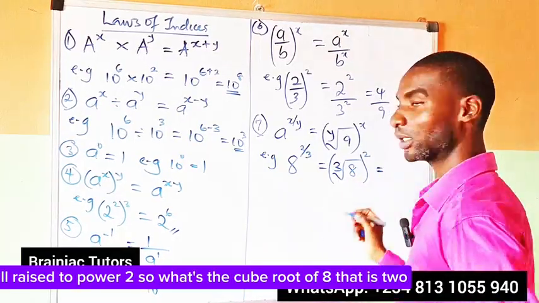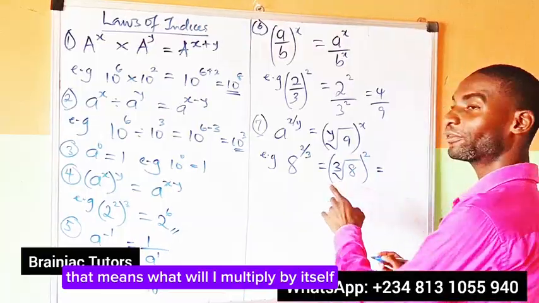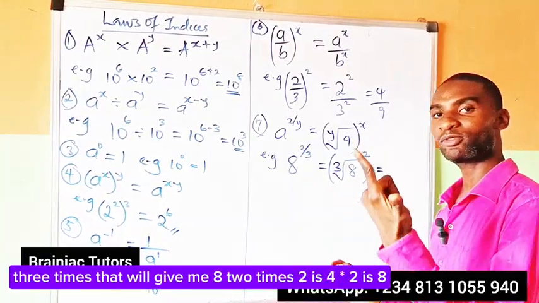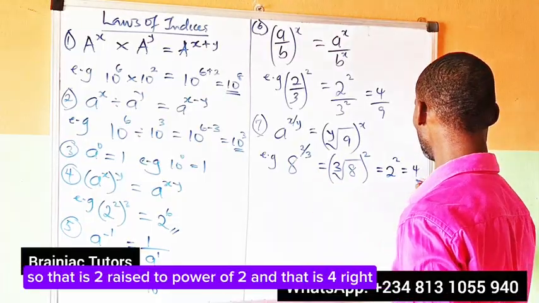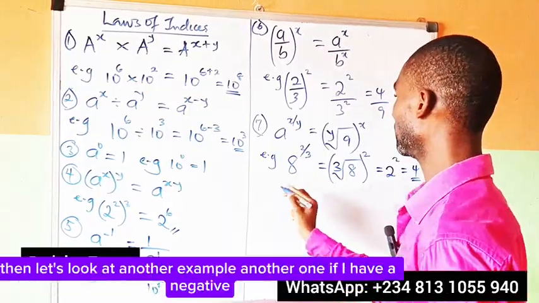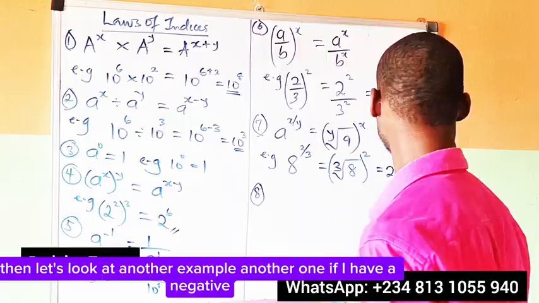That is 2. That means what will I multiply by itself 3 times? That will give me 8. 2 times 2 is 4, times 2 is 8. So that is 2 raised to the power of 2. And that is 4. Right? Then let's look at another one.